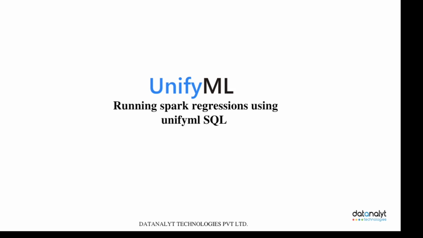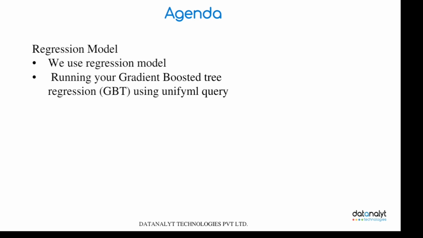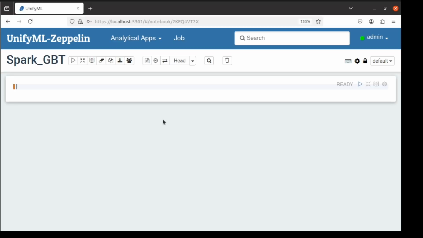In this video, we'll discuss Spark regression using UnifyML SQL. You will see the gradient-boosted tree regression using a UnifyML query. Here, we run our Spark gradient-boosted tree regression using UnifyML SQL. Now, let's see a simple gradient-boosted tree regression using UnifyML SQL.